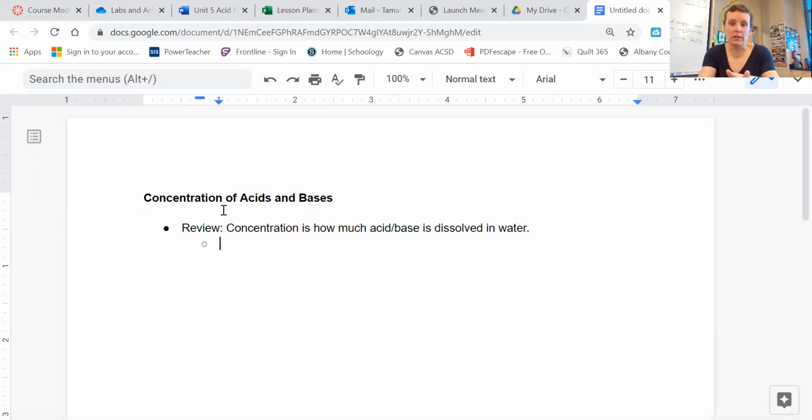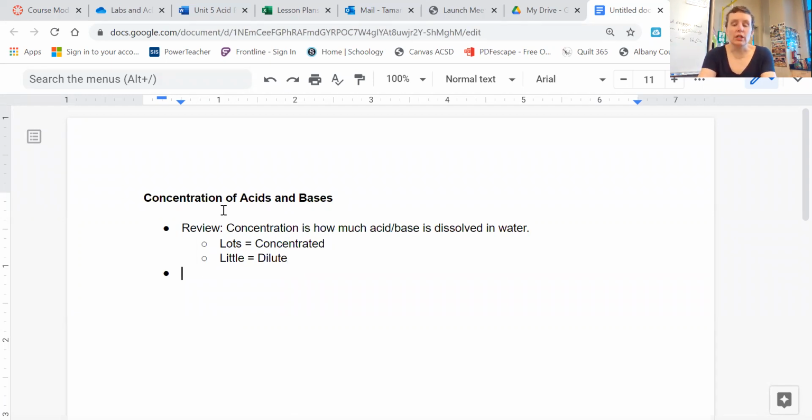So how much stuff is dissolved in water? If it's lots of stuff, that is concentrated. If it's a little, that would be called dilute. But we don't just have concentrated and dilute, right? This is a whole spectrum. And so we have to be able to put a numerical value with the concentration. And the higher that value, the more concentrated something is.